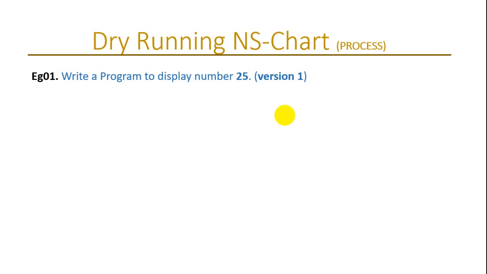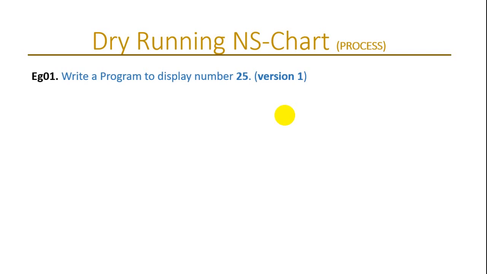So I'm going to use an NS chart and do. And as you know, the three commands we have discussed, the display, show, and that arrow, all these three commands will only go in the process symbol of the NS chart.